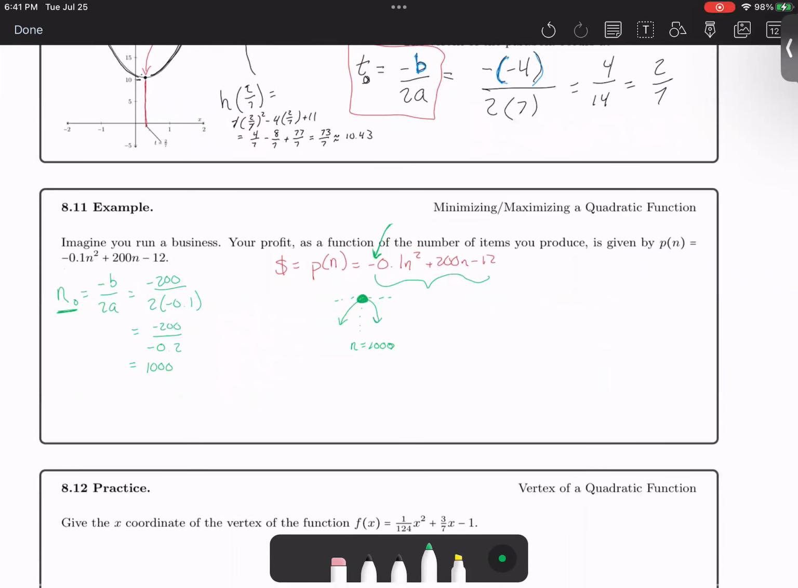Let's actually figure out what the maximum profit is. So what is our profit when we produce 1,000 items? We've already shown that it's going to be a maximum. Now let's just evaluate 1,000 into this profit equation. And if you evaluate 1,000 into your profit equation, you get 99,988.